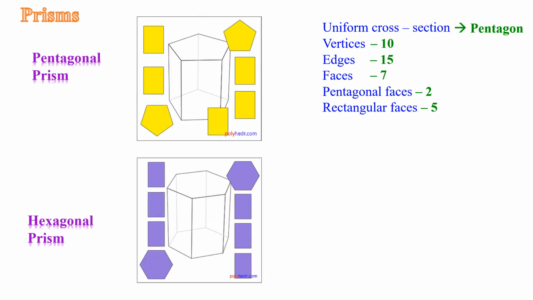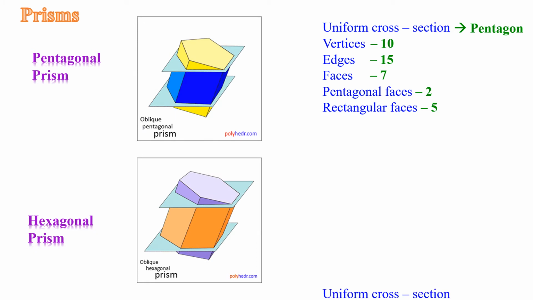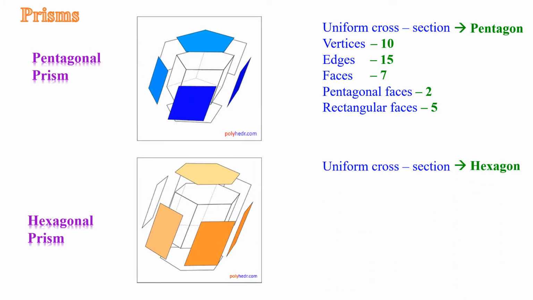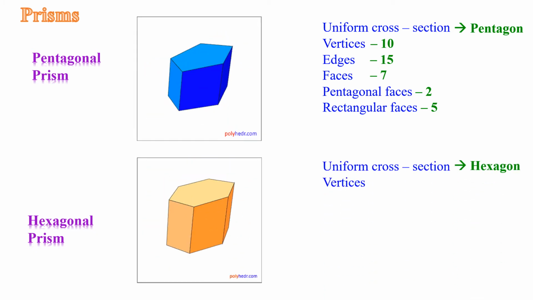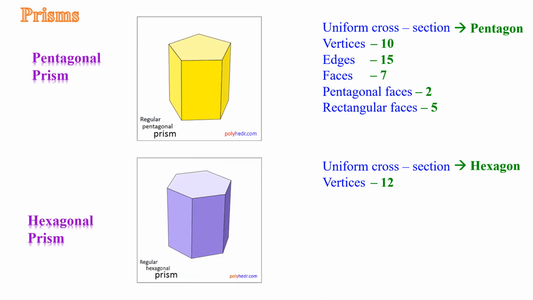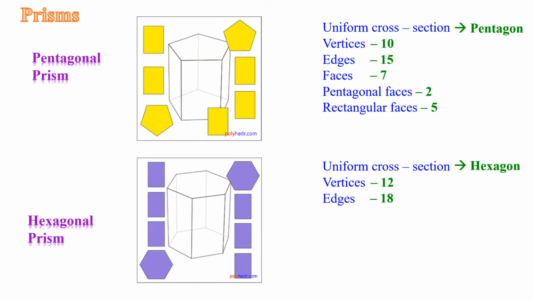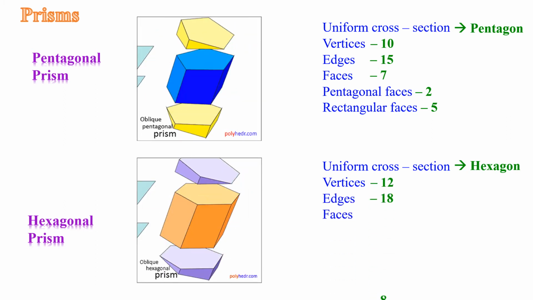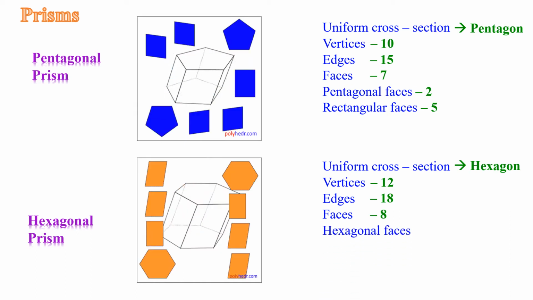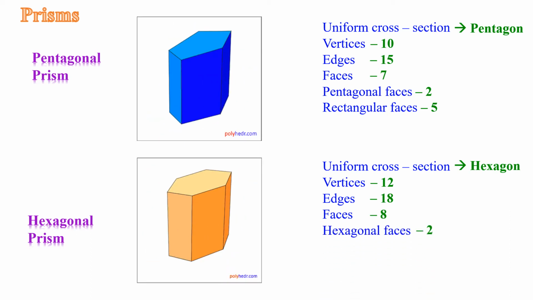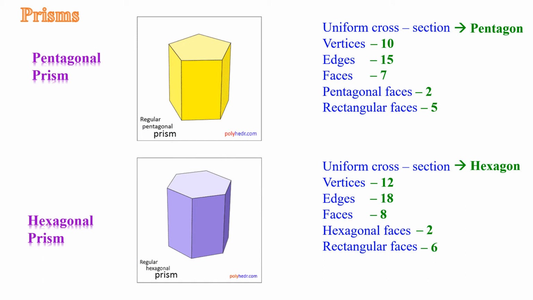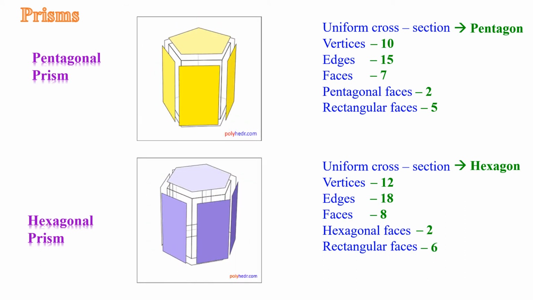Hexagonal prism. A hexagonal prism has a uniform cross section which is a hexagon. The number of vertices for a hexagonal prism is 12. Number of edges is 18. Number of faces is 8. It consists of 2 hexagonal faces and 6 rectangular faces.